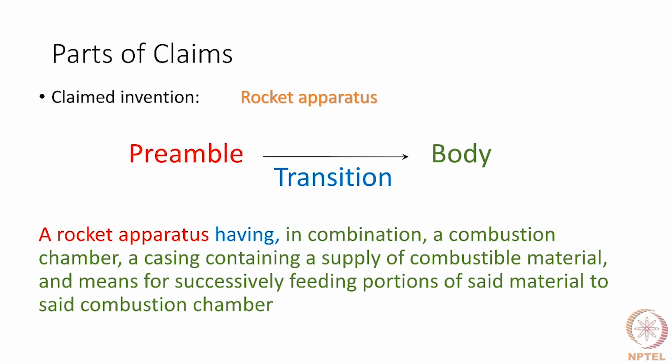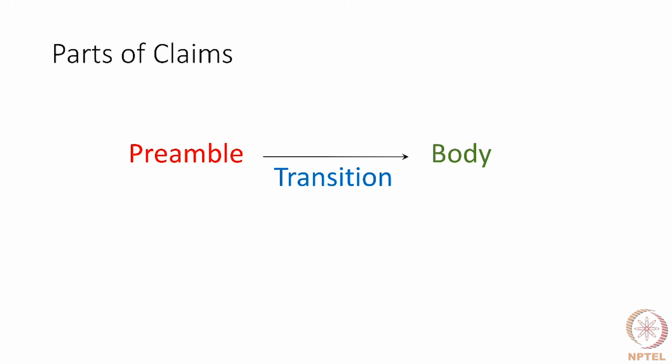Preamble introduces you to the field of invention, the rocket apparatus. It could be any rocket apparatus, but what is being claimed here is where there is a combination of a combustion chamber, a casing containing fuel, and a means of successively feeding portions of the said material into the combustion chamber. Let's look at one more example.